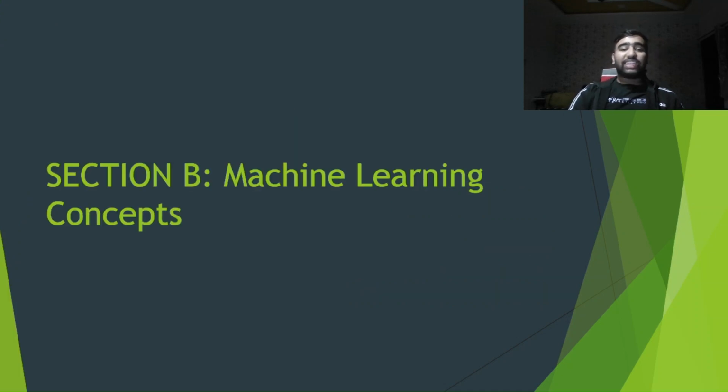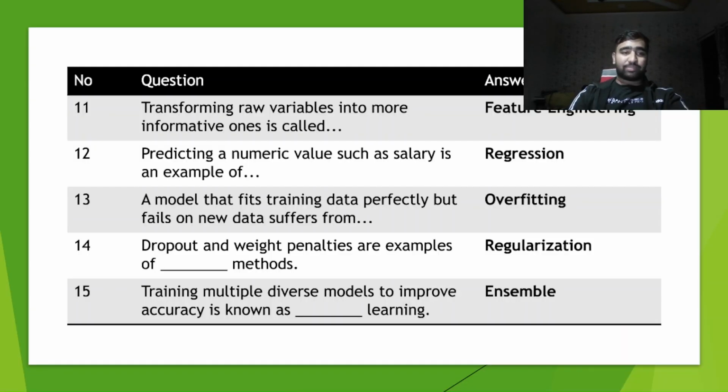We are solving section B, machine learning concepts. First, transforming raw variables into more informative ones is called feature engineering. Feature engineering is a data science technique which uses several methods on our raw data to transform it into new variables. These variables capture the most important details of our data.